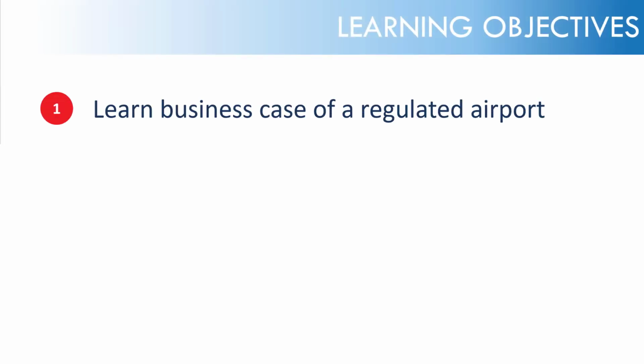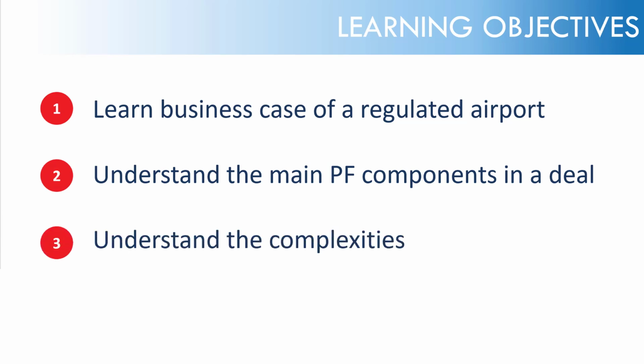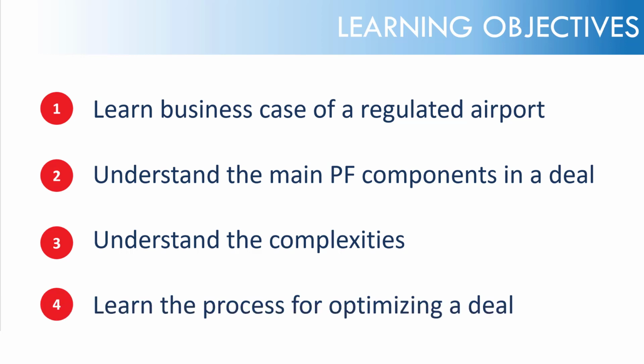Learning objectives are to learn the business case of a regulated airport, to understand the main project finance components in a deal, from cash flows like revenue, OPEX, CAPEX, tax, debt service, and the metrics that go into a deal. Understand the complexities in modeling a project finance deal and understand where we've made simplifications here. And then learn the process for optimizing a deal.